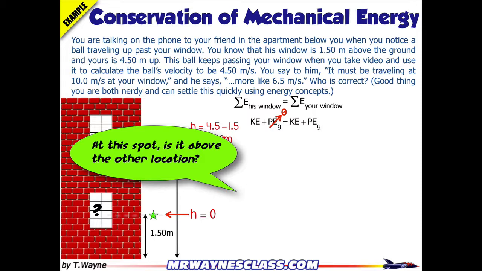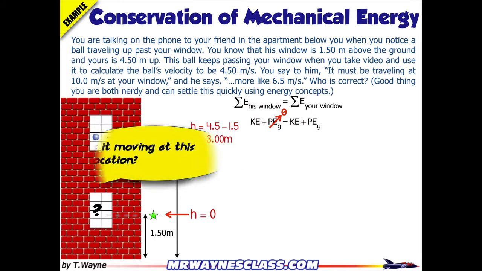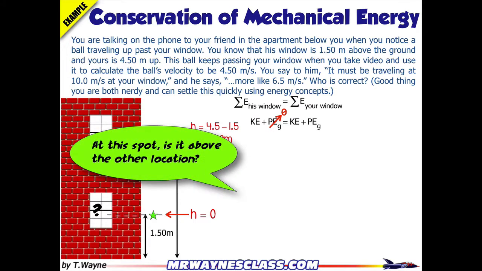Now on the other side, let's look at your window. At your window, you ask, is it moving at this location? And it is. In fact, you've measured it to be 4.5 meters per second. And then you ask, at this spot, is it above the other location? It is above. It's the upper window. Your window is above his window, so it is above the other location. So you're going to keep that energy too. So that's how you create your equation.